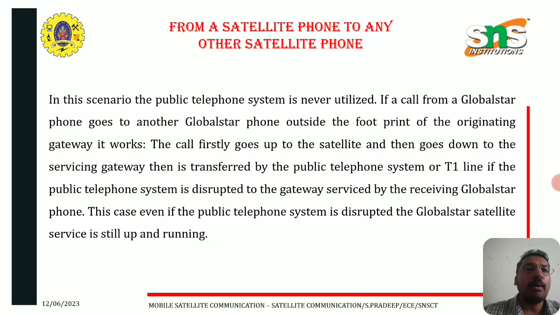If a call from a Globestar phone goes to another Globestar phone outside the footprint of the originating gateway, it works like this. The call first goes up to the satellite and then goes down to the servicing gateway, then is transferred by the public telephone system, or T1 line if the public telephone system is disrupted, to the gateway serviced by the receiving Globestar phone. In this case, even if the public telephone system is disrupted, the Globestar satellite service is still up and running.